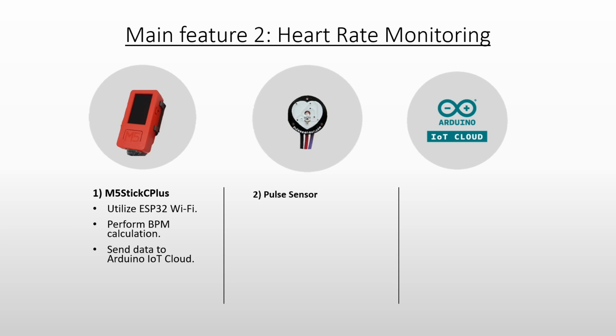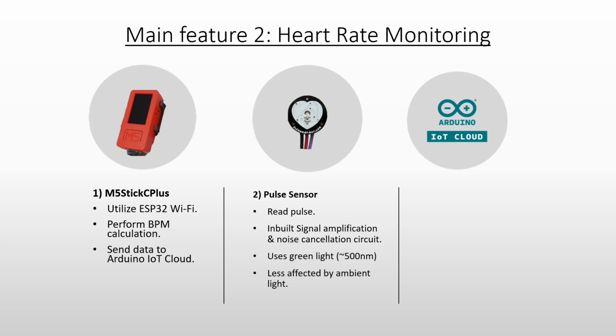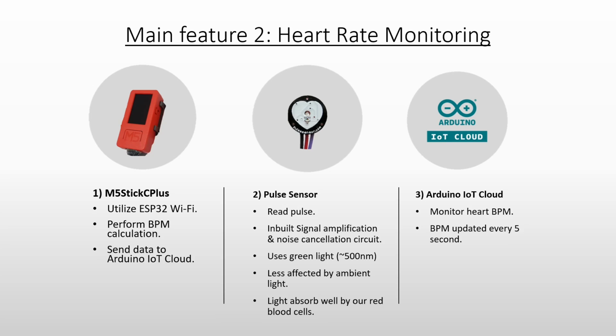Next, for the pulse sensor, we will be using it to read the pulse because it has an inbuilt signal amplification and noise cancellation circuit, and it uses the wavelength of 500 nanometer of green light and is less affected by ambient light, and also the light is absorbed well by our red blood cell. Lastly, we will be using Arduino IoT Cloud to monitor the heartbeat per minute, and the BPM is updated to the Arduino IoT Cloud every 5 seconds. The Arduino IoT Cloud will be available both on web browser and also phone.